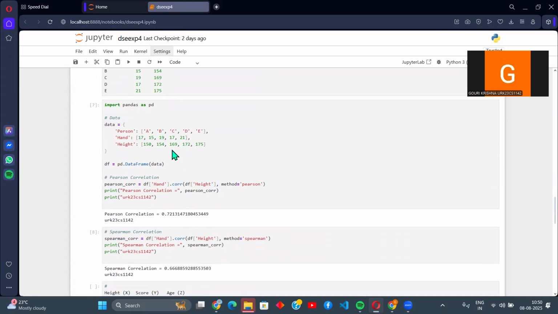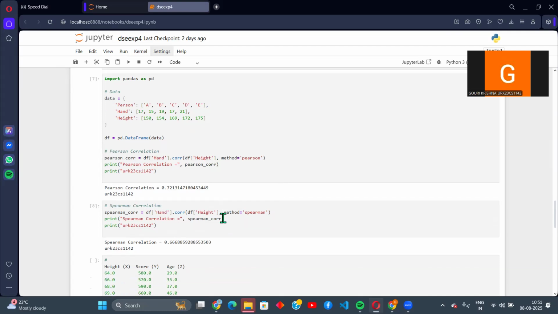It's Pearson correlation, hand versus height. It creates a small data set of hand length and height for 5 people, A, B, C, D and E, with their hand length and height. It computes Pearson's correlation coefficient, which measures the linear relationship between two variables. So here the Pearson correlation is based on the data we've given. It prints the output like this.